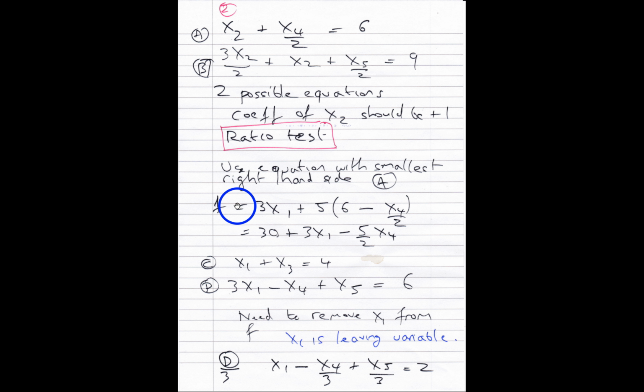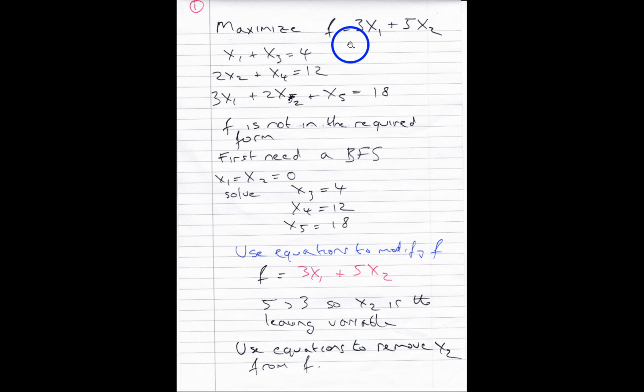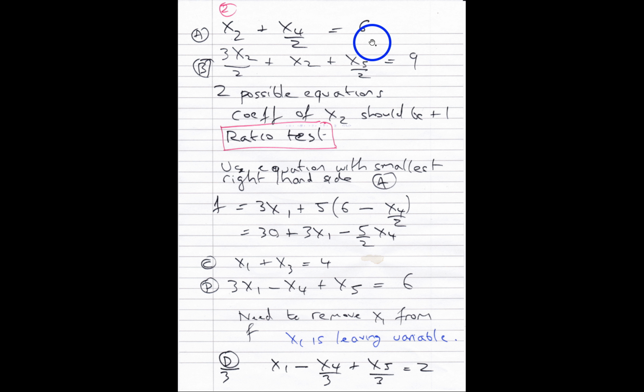So f is 3x1 plus 5x2, and we decided to remove x2 using this equation by the ratio test. We substitute in 6 minus x4 over 2, collect terms, and we end up with f is 30 plus 3x1 minus 5 over 2 times x4. This is starting to look like what we want. We have a number, and then x4 is a minus, and then we want to convert this x1 also into some decision variables with a negative coefficient.